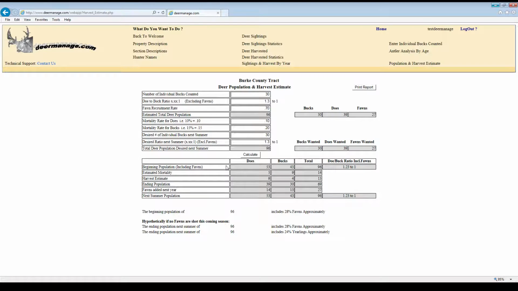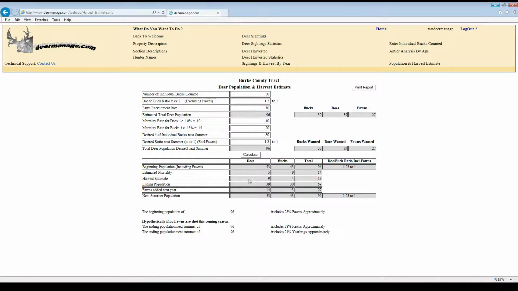So my beginning population of the 96 deer, and I'm including fawns in here, is 53 does and 43 bucks. Our estimated mortality, which is based on our 10% for does and 20% for bucks, we're estimating we're going to lose 5 does to natural mortality and 9 bucks to natural mortality, for a total of 14 deer.